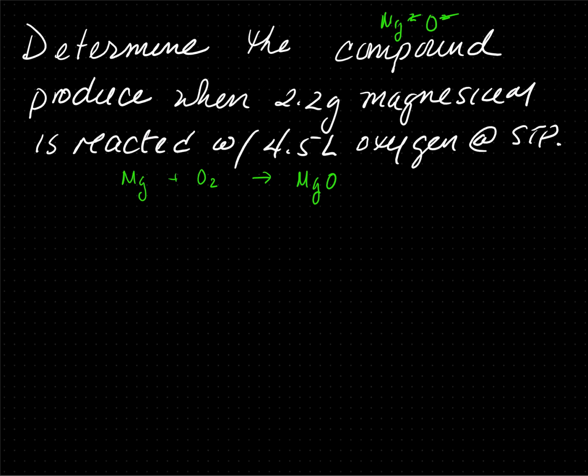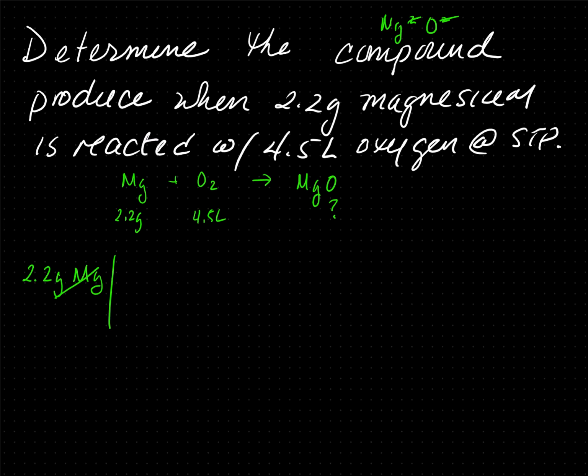So we have 2.2 grams of magnesium and we have 4.5 liters. So we need to find how much compound is produced. Since they didn't tell you to solve it in any particular unit, you could decide, I'm going to solve for grams. So we're going to start with 2.2 grams of magnesium. So diagonals, grams of Mg, which is 24.31 to 1 mole off the periodic table. Grams of Mg cancel out, so moles of Mg.